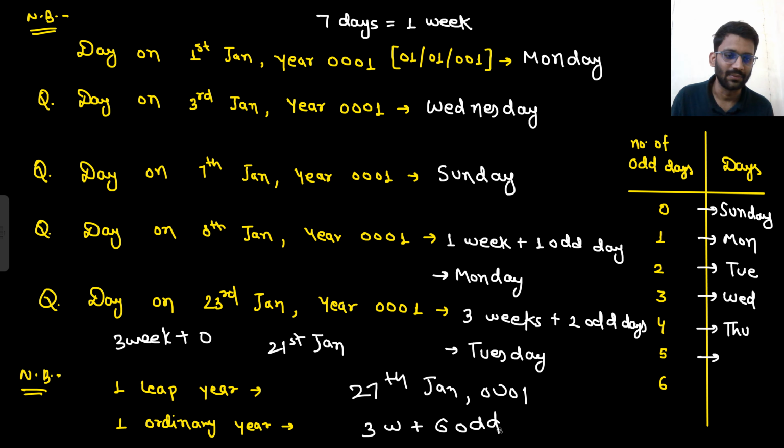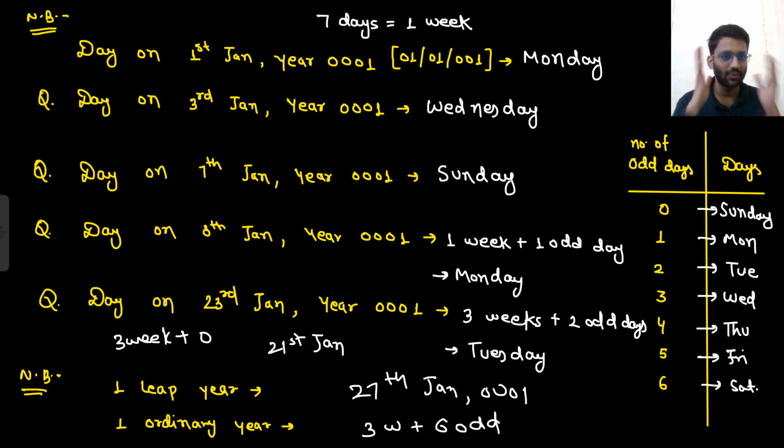THURS is nothing, THU. And 5 odd days means Friday. And 6 odd days means Saturday. What do you mean by 7 odd days? 7 odd days means again a week, that means 7 odd days is equal to Sunday only.